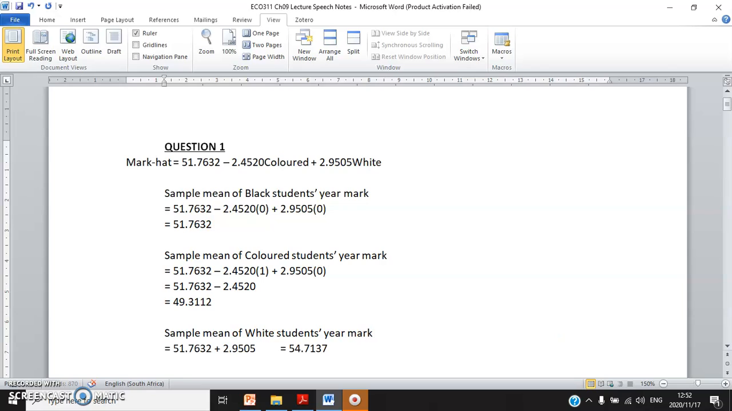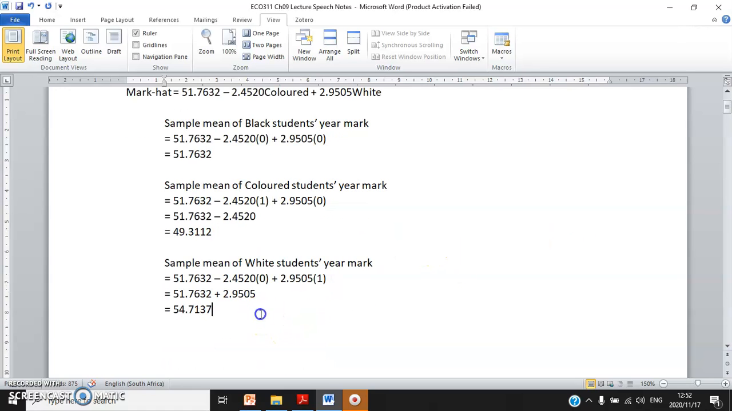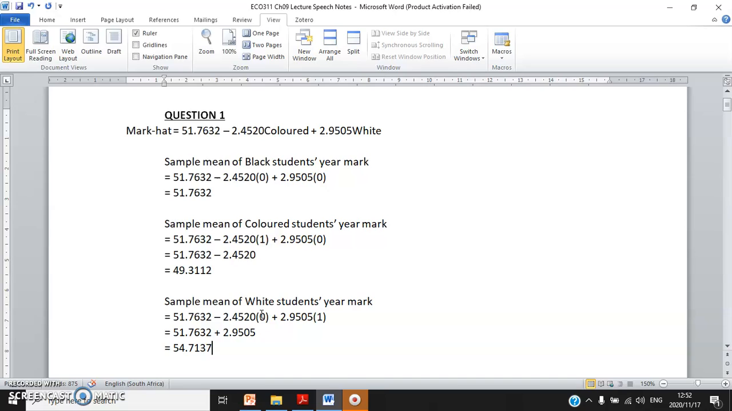And then finally for the white students, 51.7632 plus 2.9505. For someone who is coming from the white ethnicity group, the colored dummy is 0, but the white dummy equals 1. So at the end, you will get the answer of 54 point something. Then it means out of the 3 groups, the white students enjoy the highest mean marks.